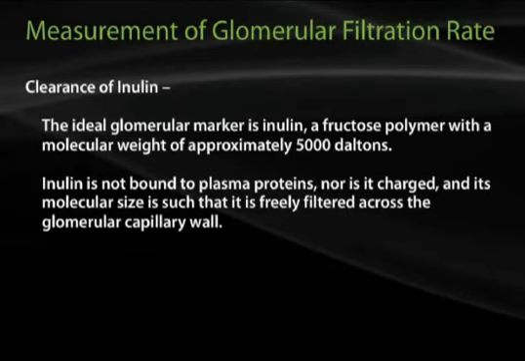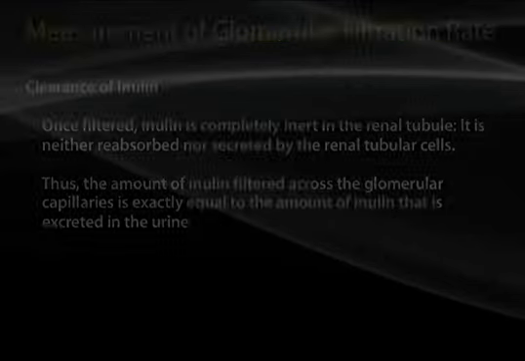The clearance of inulin serves as the ideal glomerular marker. Inulin is a fructose polymer with a molecular weight of approximately 5,000 daltons. Inulin is not bound to plasma proteins, nor is it charged, and its molecular size is such that it is freely filtered across the glomerular capillary wall.